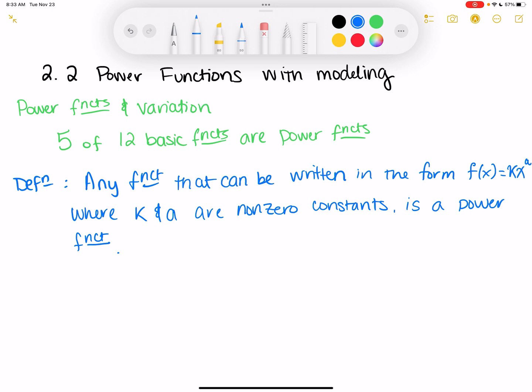K of x to the a. Yeah. K times x to the a. Sorry, I know it's a little bit squished. It's deep. F of x, k x to the a. There we go.